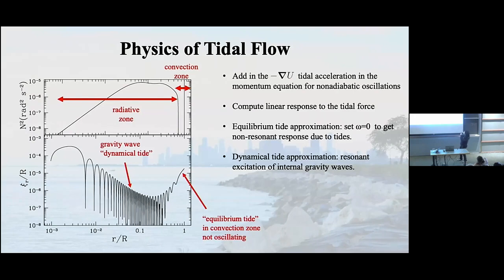Here I have a plot showing the two different kinds of solutions. On the top panel, I give the stellar structure of this example star. Inside the star is dominated by the radiative zone, and outside that there's a convective envelope. We can see in the stellar convective zone, the solution is dominated by the non-oscillatory equilibrium tide, and in the stellar radiative zone, the solution is pretty oscillatory, and this is dominated by the excitation of the dynamical tide.